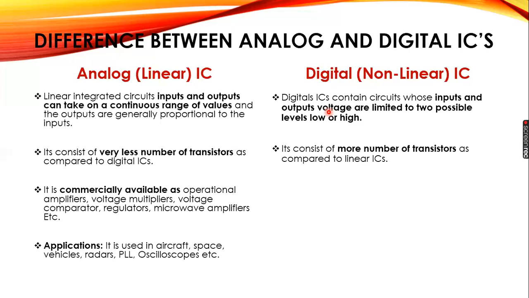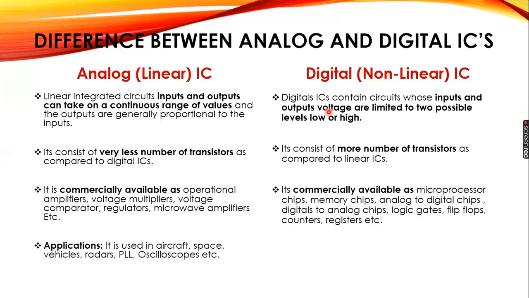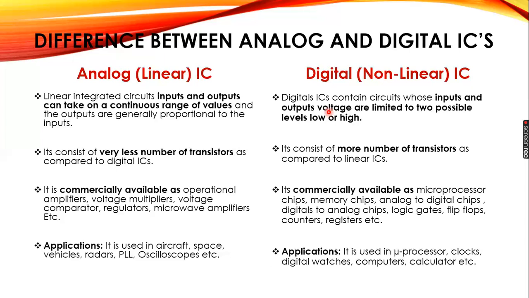And it consists of more number of transistors compared to linear ICs. The commercially available ICs are microprocessor chips, memory chips, analog to digital chips, digital to analog, logic gates, flip-flops, counters, registers, etc. And these ICs found applications in microprocessors, clocks, digital watches, computers, calculators, etc. So if we compare both the analog ICs as well as digital ICs, analog ICs are more advantageous, but each one have their own applications.